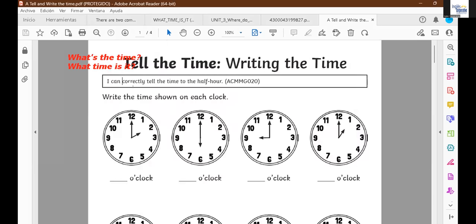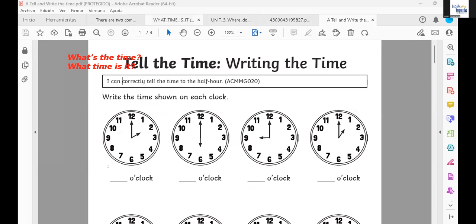Ahora sí. Examples. Write the time shown on each clock. What's the time for the first one? It's 2 o'clock. What's the time for this one? It's 6 o'clock. So this is super easy, right? How about the next one? What time is it? 9 o'clock. Okay, 9 o'clock.